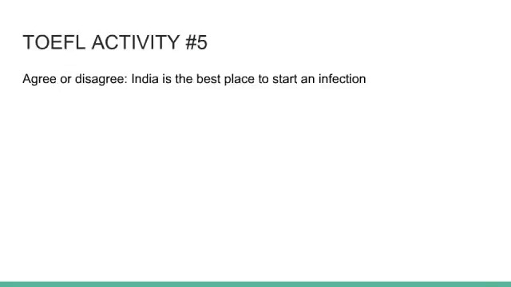Activity number 5 would be a good writing or speaking activity or discussion, and it's to agree or disagree that India is the best place to start an infection. So in this activity, students would play the game, and probably they would need to play it multiple times and try different countries to really get a feel for whether they agree or disagree, and then provide reasons for their position. In addition to that, they could use supplemental resources to further back up their claim.